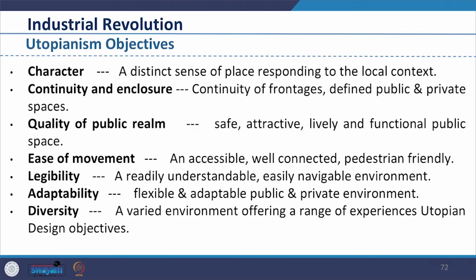The objectives of utopianism were a distinct sense of place responding to the local context, continuity of frontages, defined public and private spaces, quality of public realm, safety, attractiveness, living and functional public space, an accessible space, well-connected space, pedestrian-friendly space with a readily understandable, easily navigable environment which was flexible and adaptable, public and private environment. All these things were targeted. A varied environment offering a range of experience was the utopian design objective.